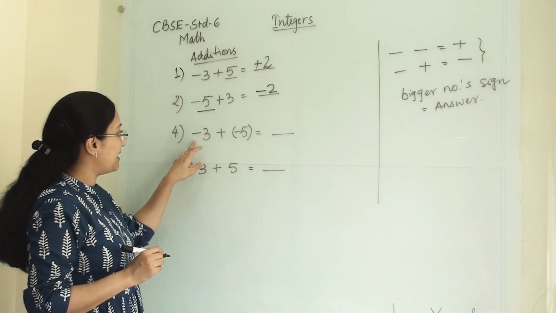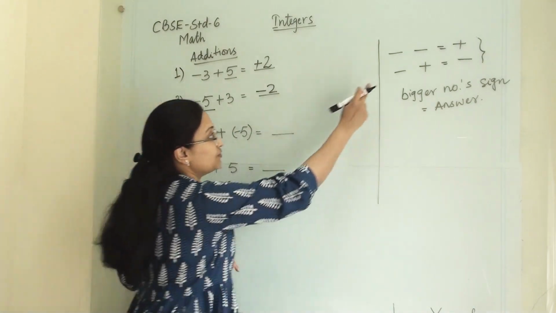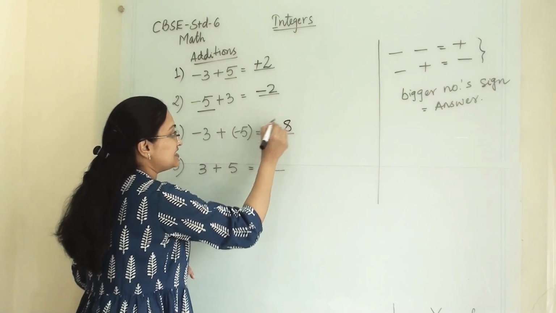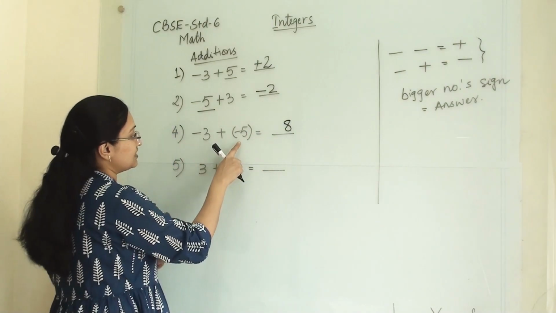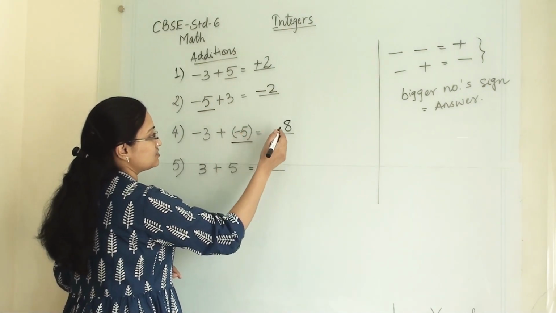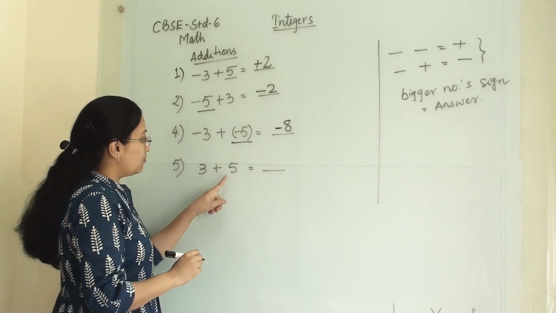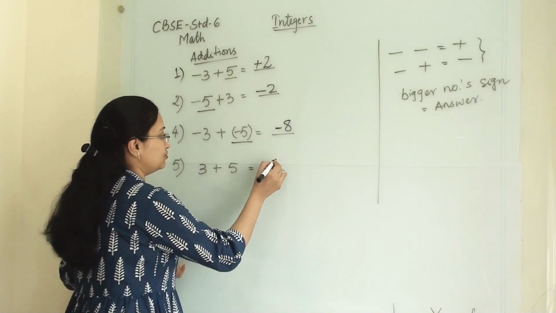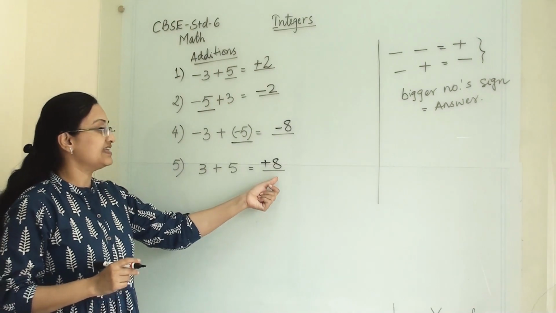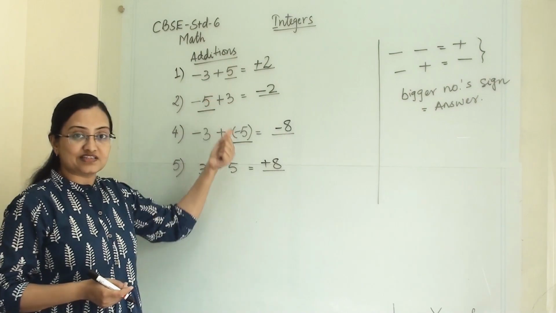Now here minus minus plus will be there. Which operation are we going to do? Minus minus plus, so the answer is 8. But see here, this is the bigger number and its sign is minus. So here I am going to put minus. Now here both are positive, so there is no need to worry. 8, and it will carry the bigger number's sign, that is plus 8. So hope you understand this addition.